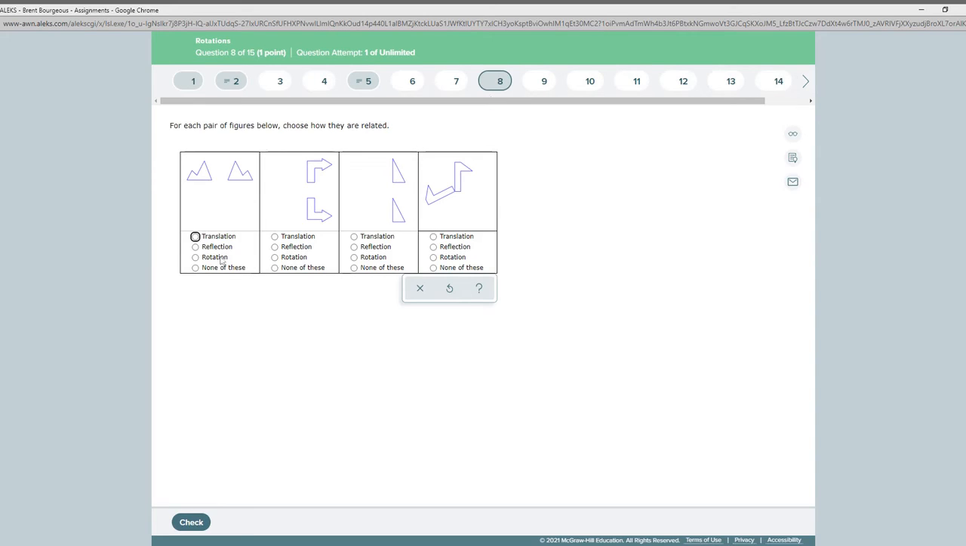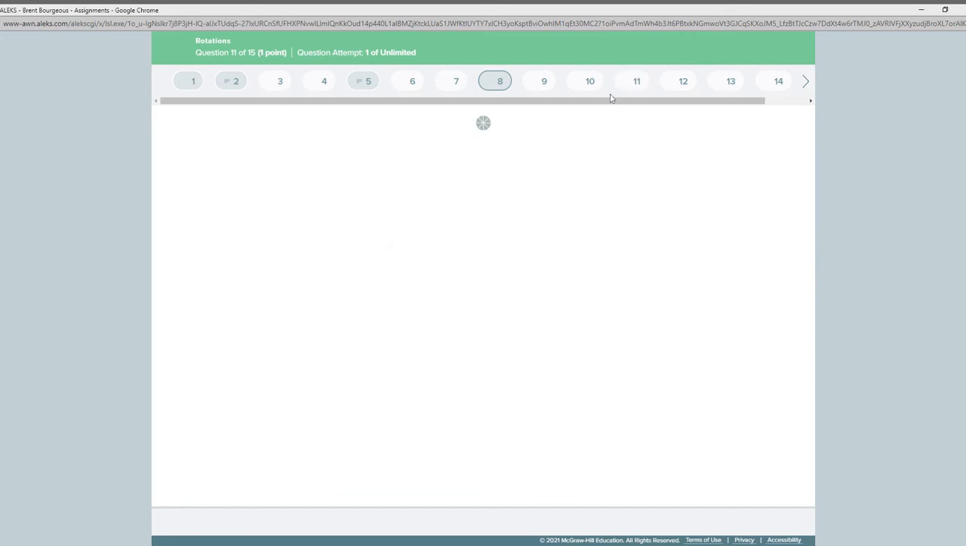So this is another one like we saw in number 1. This first one looks like it would be a reflection. This also looks like it would be a reflection across the x-axis. This looks like a translation, and this looks like some kind of a rotation. Okay, what else have we got here?